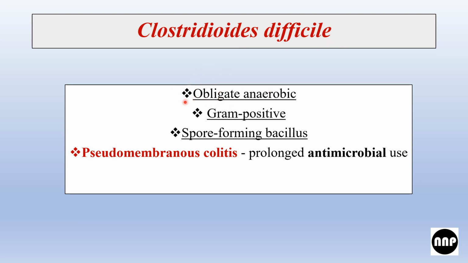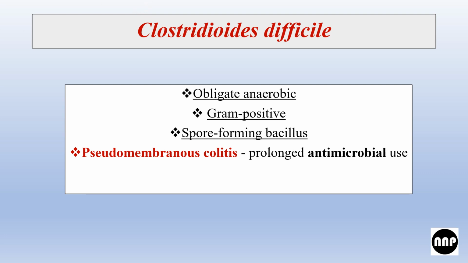Clostridioides difficile is an obligate anaerobic bacteria. It is a gram-positive and spore-forming bacillus. All of these three are important. And it causes pseudomembranous colitis. This appears as a 5 marker in university exams. And why does this happen? It happens due to prolonged antimicrobial use.